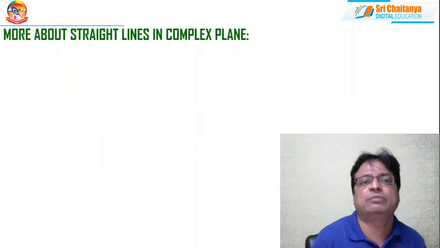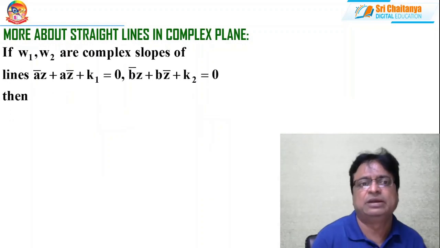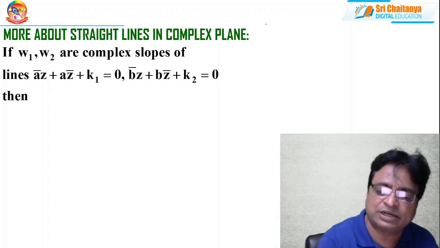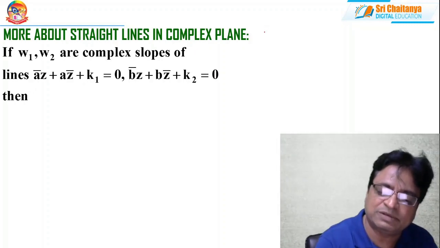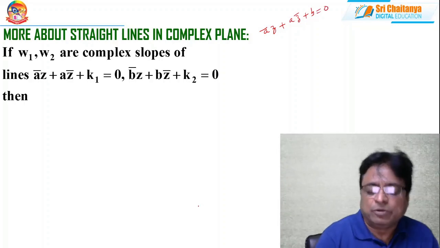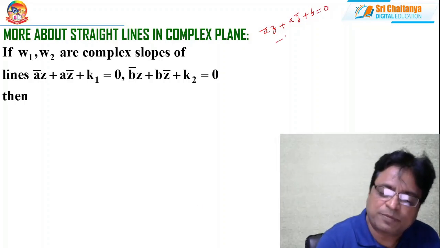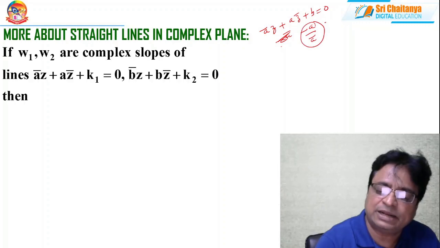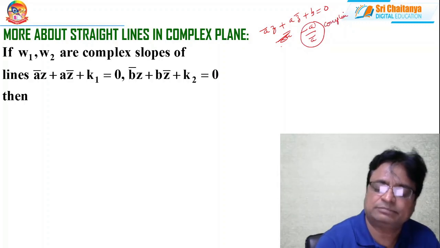Now, coming to more about straight lines in the complex plane. If w1 and w2 are the complex slopes of lines, as I told in our previous video, the general equation of a line in a complex plane is a bar z plus a z bar plus b equal to 0. The complex slope of this line is given by minus a by a bar. This is the complex slope of the line.